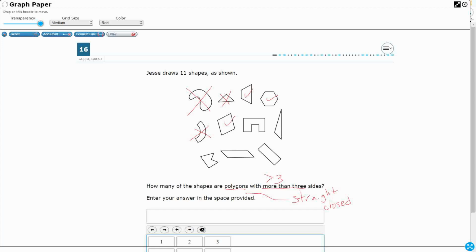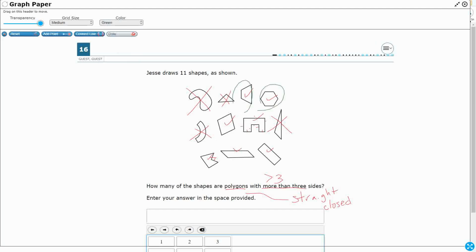This is a strange looking, let's see, 1, 2, 3, 4, 5, 6, 7, 8 octagon. That works. Closed, straight sides. Triangle does not work. And then we've got a strange looking pentagon here, parallelogram here, and rectangle here. So they all work. So how many did I have that actually meet the criteria?